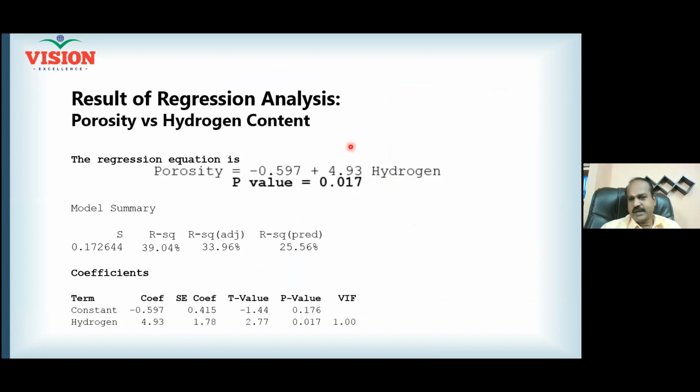And now, what kind of relationship are you seeing? Positive, strong, or negative, or what kind of relationship are you seeing here? Can you tell me using the regression equation? Positive relationship or negative relationship? Positive. Okay. And also, strong relationship or weak relationship? Weak. How do you say it is weak? Because the R value is not closer to 100. R square value is only 39. So it is a weak relationship.